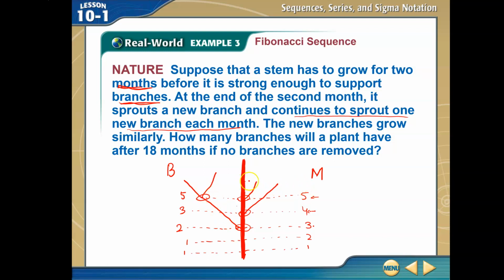Now in the 6th month, 6 months is right here, then at this point this branch will grow and this branch will also grow one more branch, and you are going to have this branch, okay? And the total of them is going to be 8. So you are getting one sequence, which is right over here.